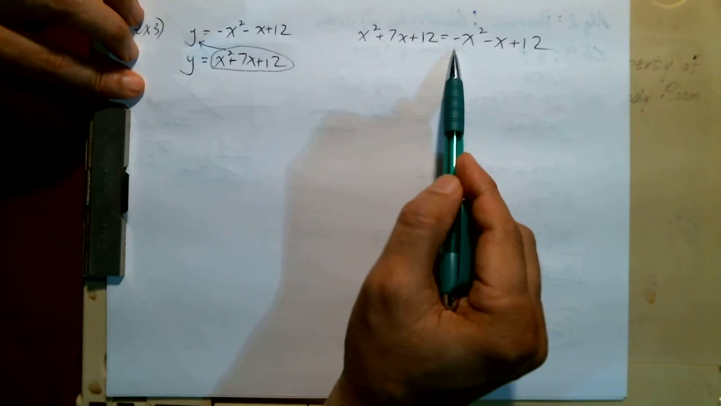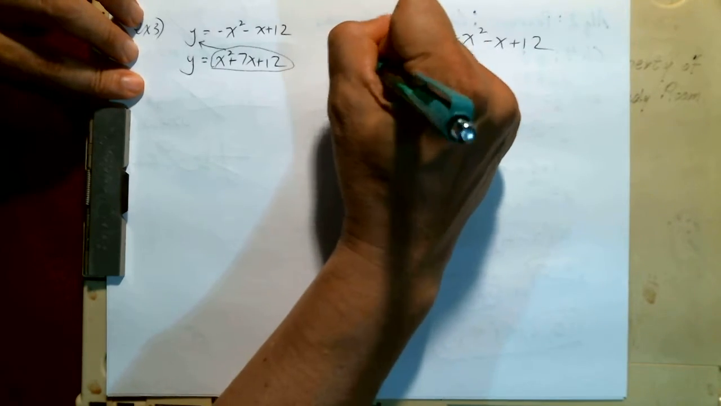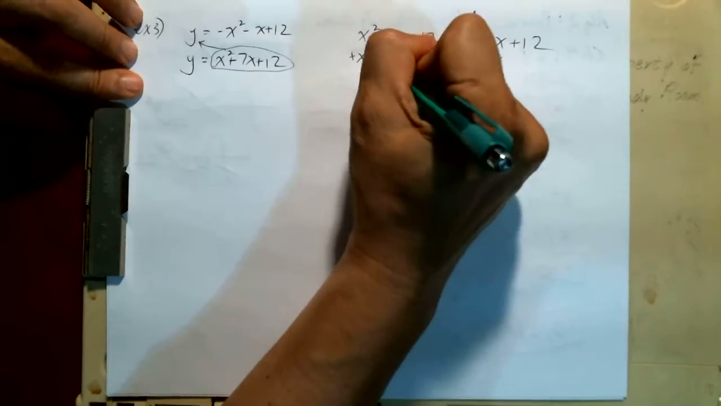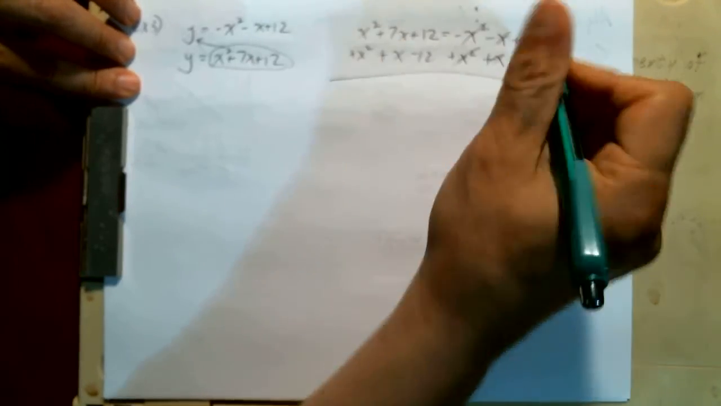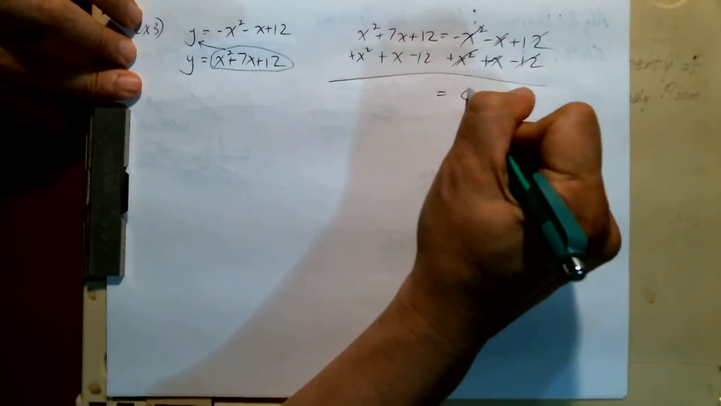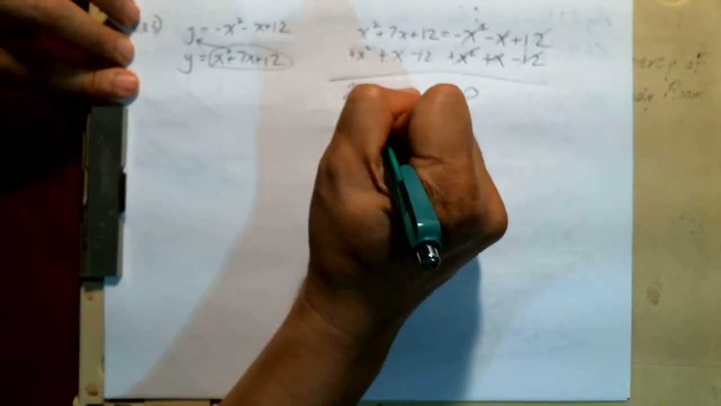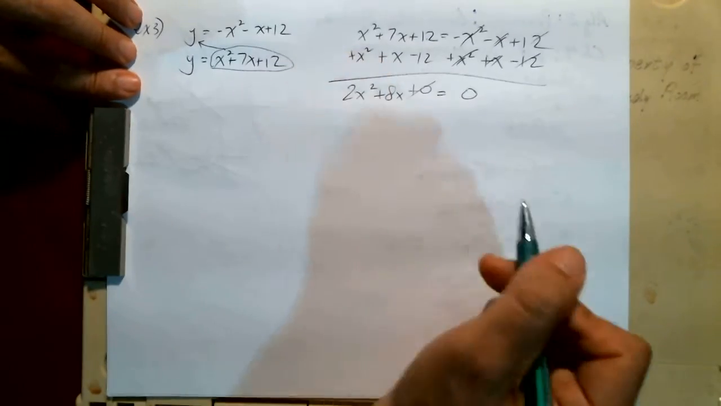What's the inverse operation of subtracting x squared? It's going to be adding x squared. Cancel those out. What's the inverse operation of subtracting x? We're going to add x. And of course, subtract 12, inverse operation, subtract 12. Put the equal sign down so that you know where the equal sign is. On the right hand side, you should end up with 0. All that for nothing. x squared plus x squared is 2x squared. 7x plus x is plus 8x. 12 plus 12 minus 12 is 0. I don't need anything there. And so I end up with the same type of equation.